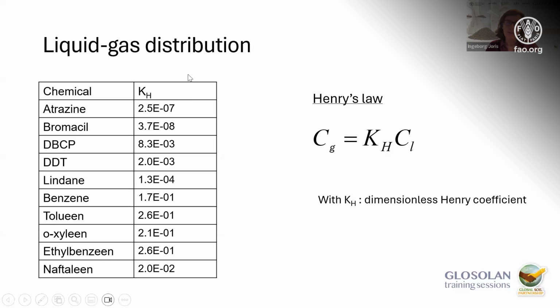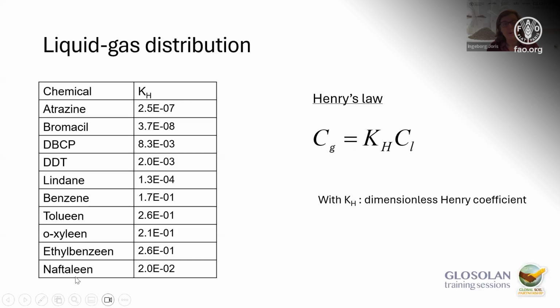And for the liquid-gas distribution, we have the Henry coefficient, as we call it. That's from Henry's law, which describes the equilibrium between the concentration in the gas phase, Cg, and the concentration in the liquid phase, Cl. This is also a value which is available from literature and something you can get for your organic compounds, because metals typically are not volatile except mercury, but all the other ones, they are not volatile.